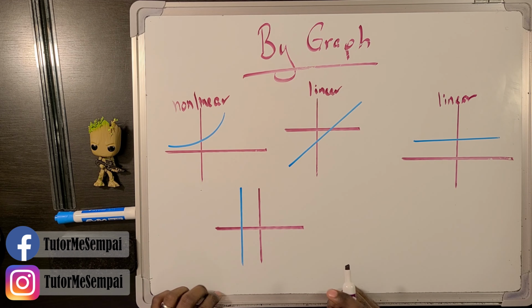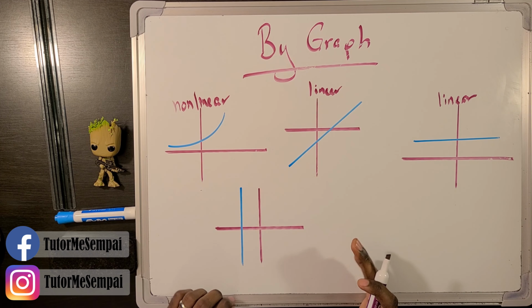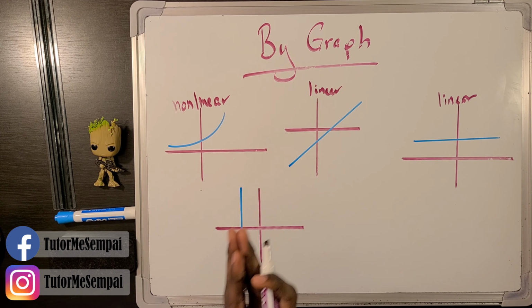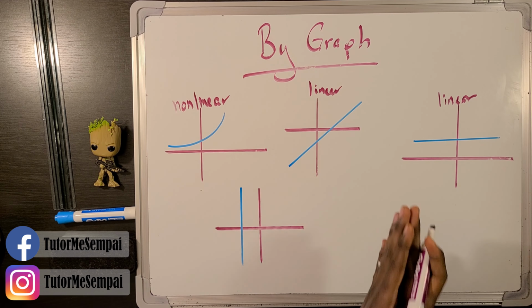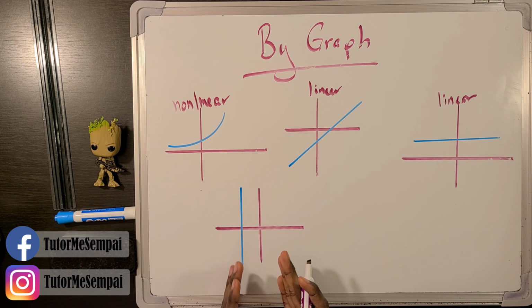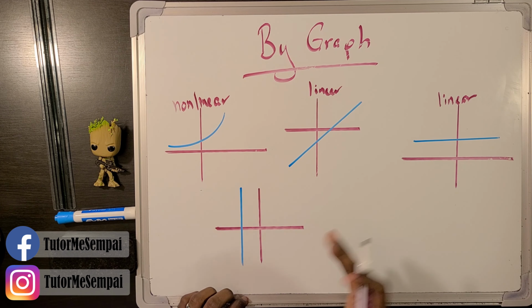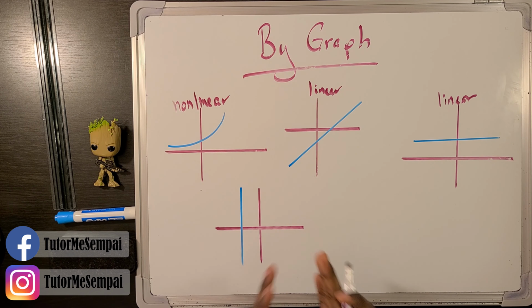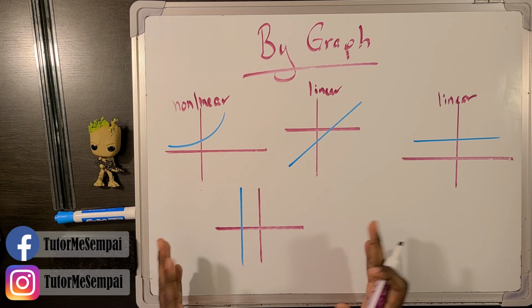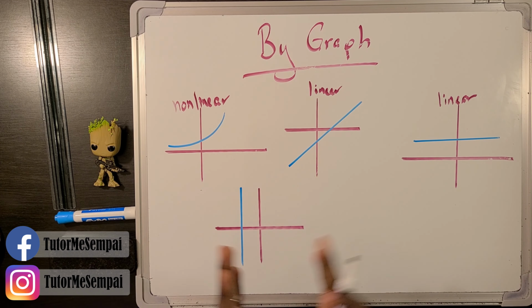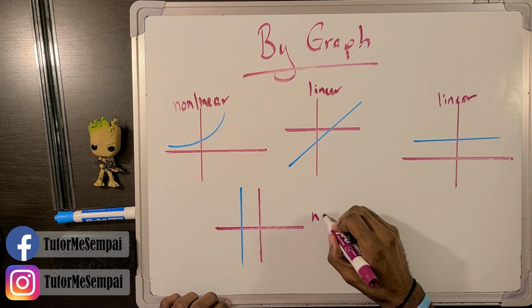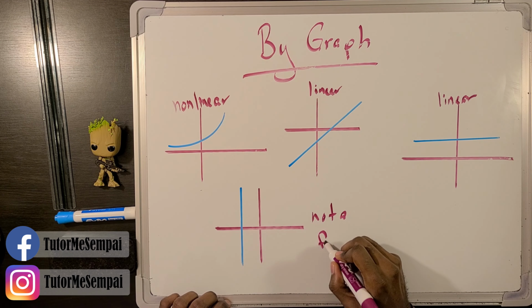How about this one? Is it going to be linear or non-linear? Trick question, right? Remember, we're talking about linear functions versus non-linear functions. Is this even a function? No, this is not a function. It does not pass our vertical line test. So therefore, it is not a linear function. It's not a non-linear function. It's not even a function.